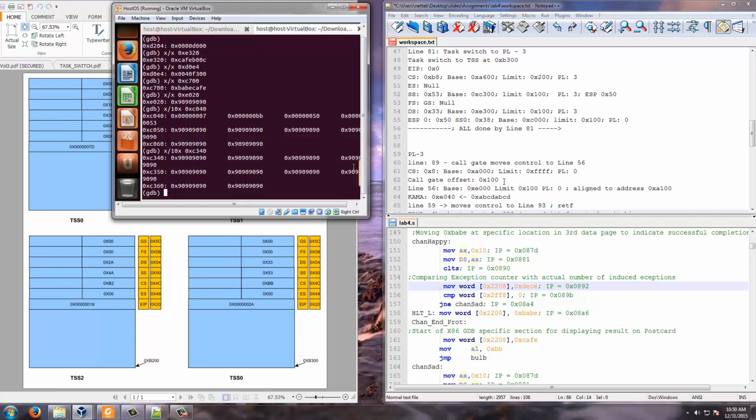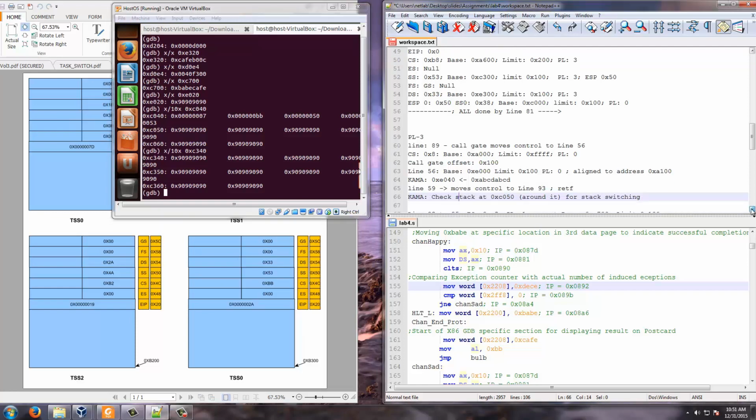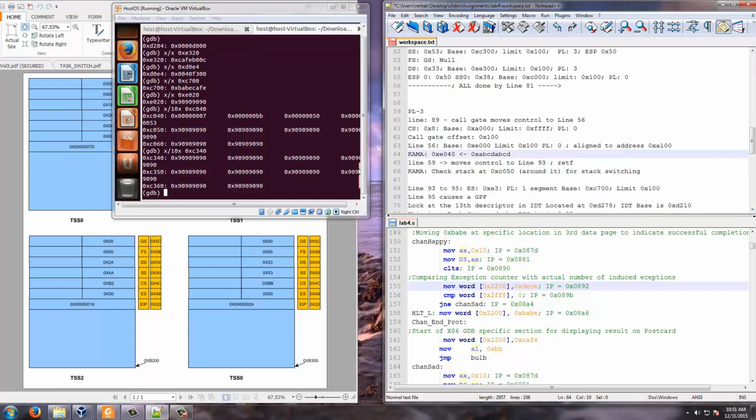So when I did a call gate, please note that I have touched the stack which is around the C050 stack, which is the PL0 stack, because the call gate, the called function works at PL0, and so all my data that I pass to the call function, I put it in the PL0 stack and not the PL3 stack. This is very, very important from both a security and protection perspective.